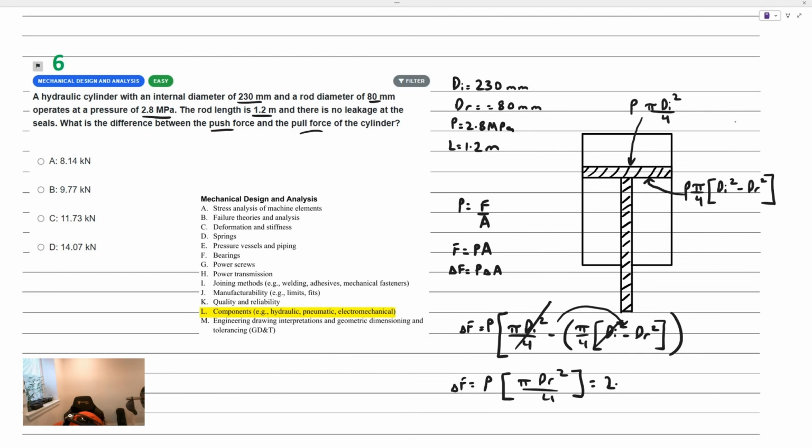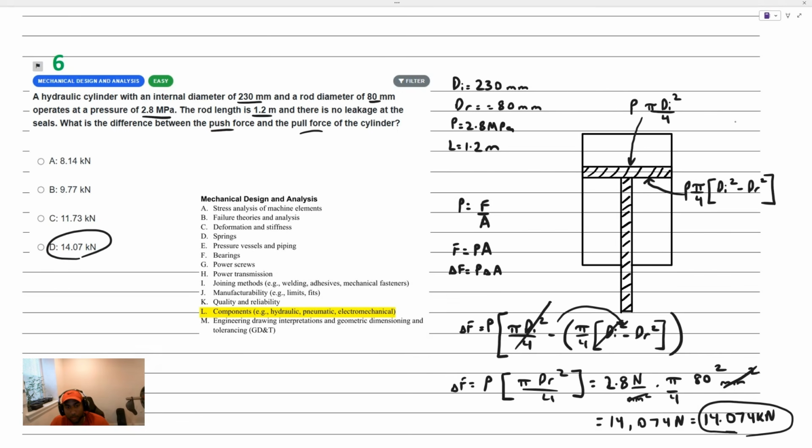Pressure was 2.8 megapascals, or a Newton per millimeter squared is a megapascal. We're going to multiply that by pi over 4, multiply by d sub r, that was 80 squared. And this is millimeters squared. You can see the millimeters end up canceling. We'll get a result in newtons of 14,074 newtons. And that's just equal to 14.074 kilonewtons. Okay, so that's answer choice D.